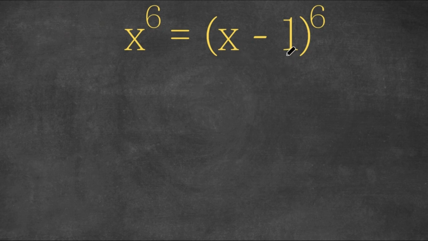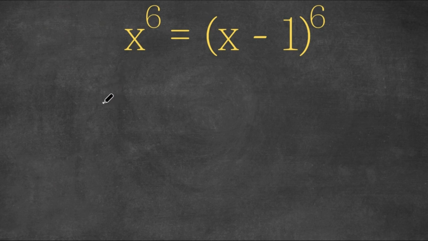In today's video, I'm going to be going over a nice algebraic equation. So right here we have our equation x to the power of 6 equals x minus 1 to the power of 6. And if you notice, you can see that both sides of the equation are to the power of 6. So to simplify this equation, why don't we find the sixth root of both sides? So then we can make it much simpler.